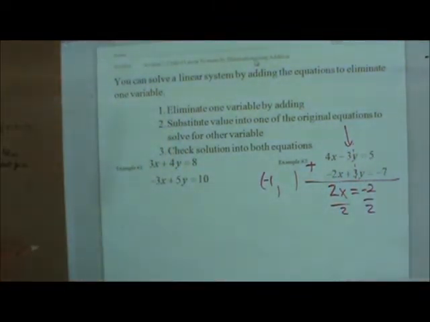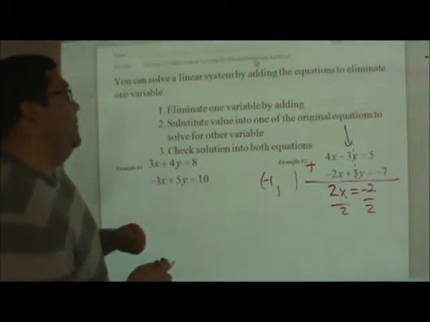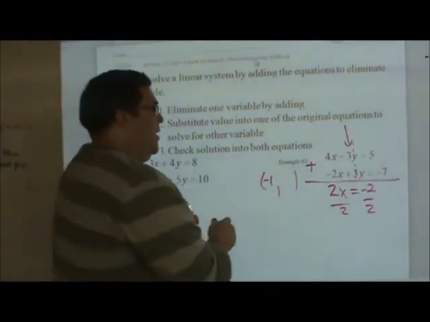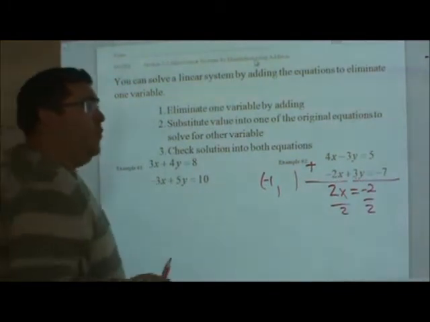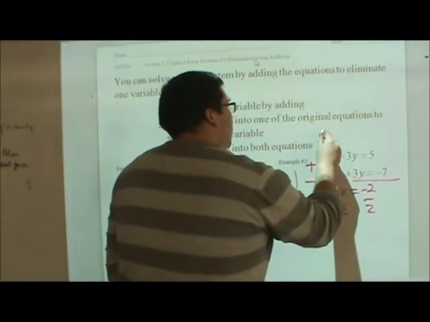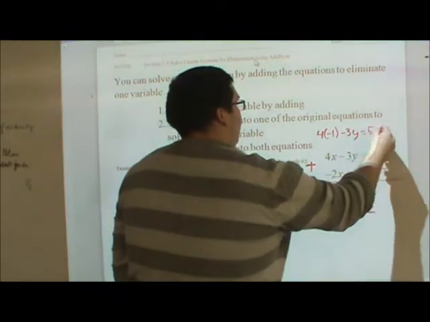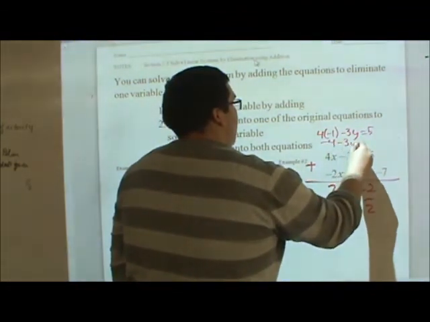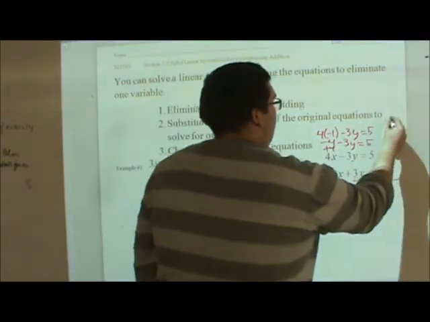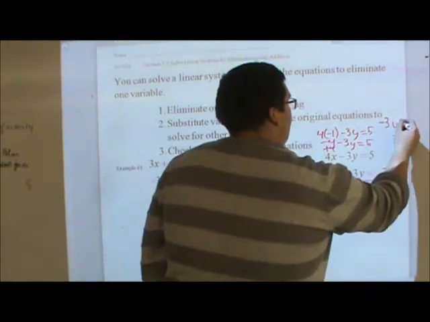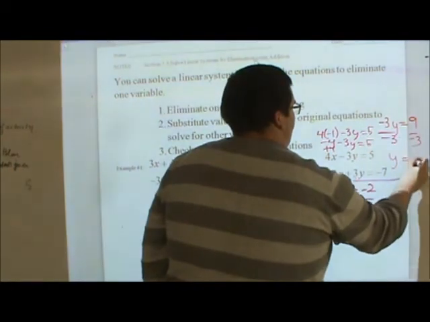Once we have that answer, we substitute that value into one of the original equations, and we solve for the other variable. Well, either one's fine. I'm going to touch this up a little bit here, make it easier to see. And we'll choose the top one right here. We'll go 4 times negative 1 minus 3y equals 5. Negative 4 minus 3y equals 5. Add the 4 over. We'll move it up here for you, folks. 9 divided by negative 3. And y equals negative 3.